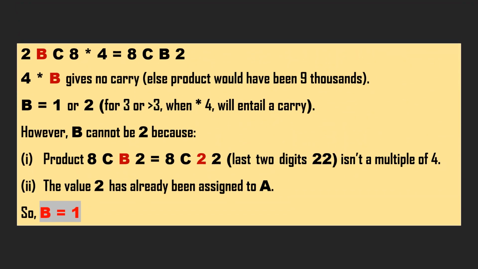Writing A is equal to 2 and D is equal to 8, we get 2BC8 into 4 is equal to 8CB2. 4 into B gives no carry, else the product would have been 9,000s. So, B is equal to 1 or 2. However, B cannot be 2 because firstly, the product 8CB2 is equal to 8C22, and the last 2 digits, 22, isn't a multiple of 4. Secondly, the value 2 has already been assigned to A. So, B is equal to 1.